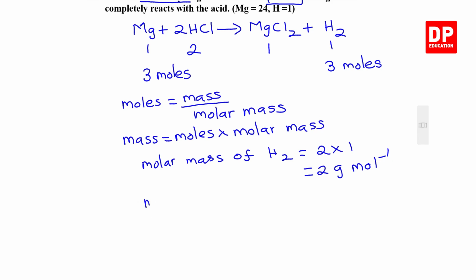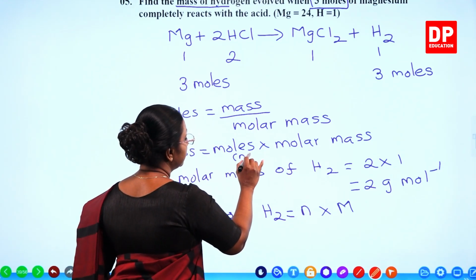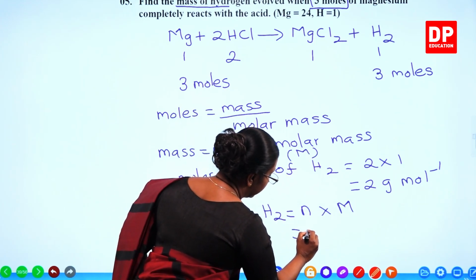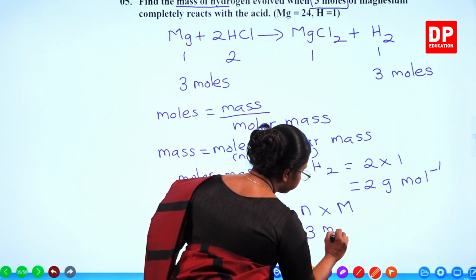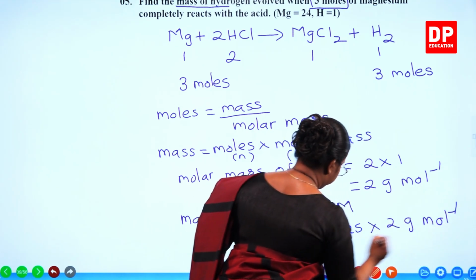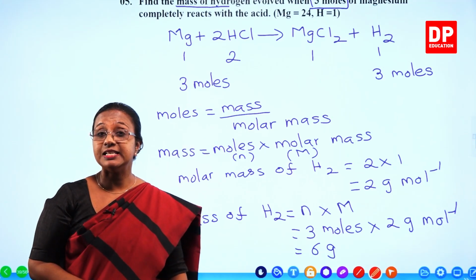So, if we find the mass of hydrogen, H2, what is that going to be? Moles into molar mass. You can remember the symbols as well, students. n is moles, and molar mass is capital M, mass into molar mass. So, that will be number of moles 3 into 2 grams per mole. So, that will be 6 grams. 3 moles into 2 grams per mole, the answer will be 6 grams. That is the mass of hydrogen that is evolved.